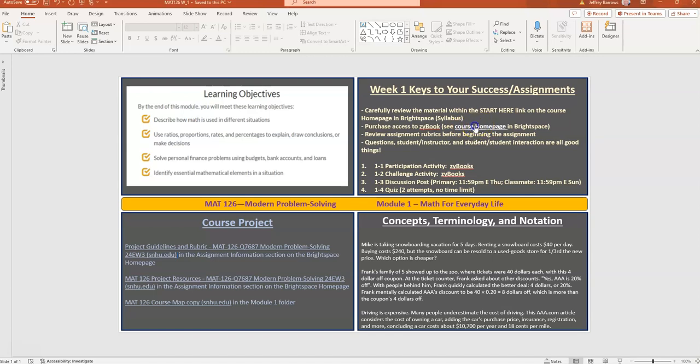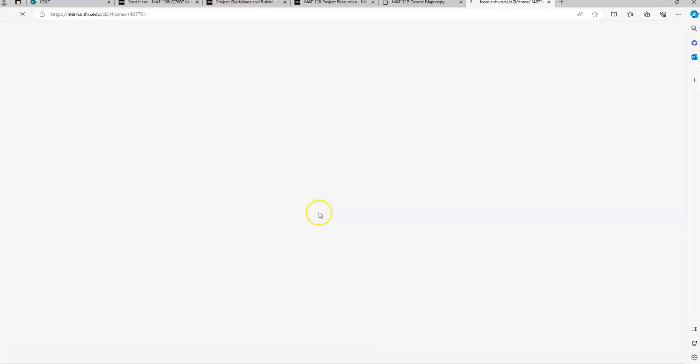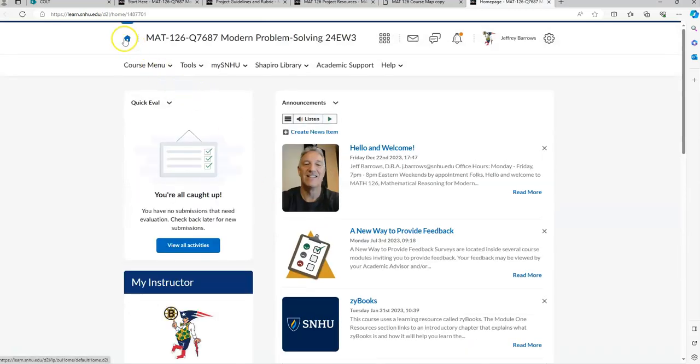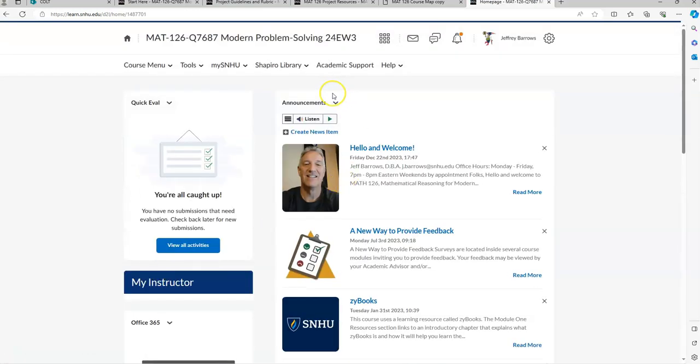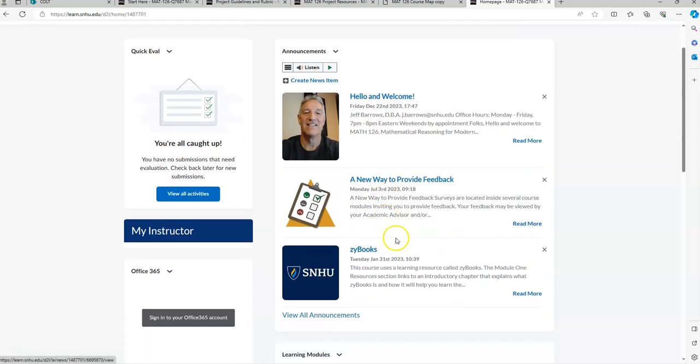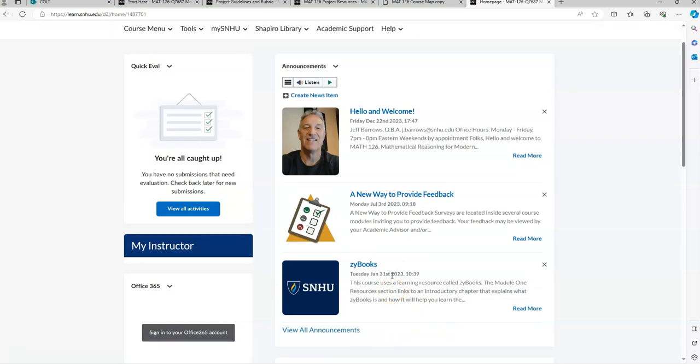Let's go over to the home page here. When I reference the SNHU homepage, this is where you land when you log into Brightspace. Our course homepage here, if you just click on your Math 126 link, you'll get a series of announcements. And for the Zybooks, it looks like it's a couple below my course introduction to you. So this is the information you need to get started to purchase your Zybook.